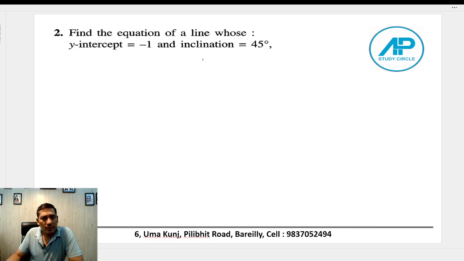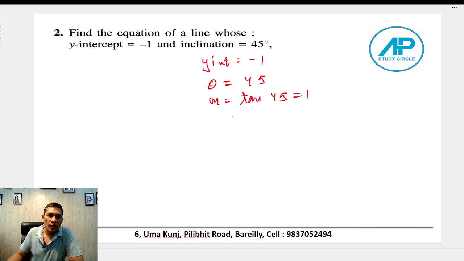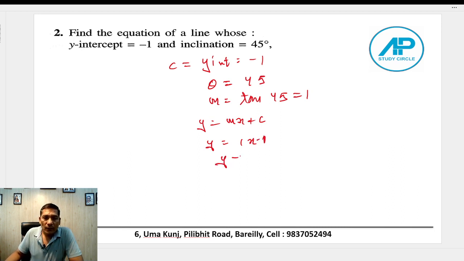Let's see the next question. Y-intercept equals -1, theta equals 45. Those who have seen the previous videos, they know m equals tan 45 equals 1 and y-intercept is c. The form of the equation is y equals mx plus c, y equals 1 into x minus 1, y equals x minus 1 is the equation of the line.